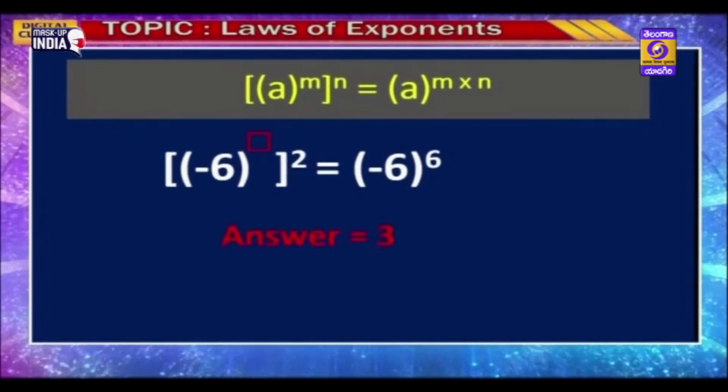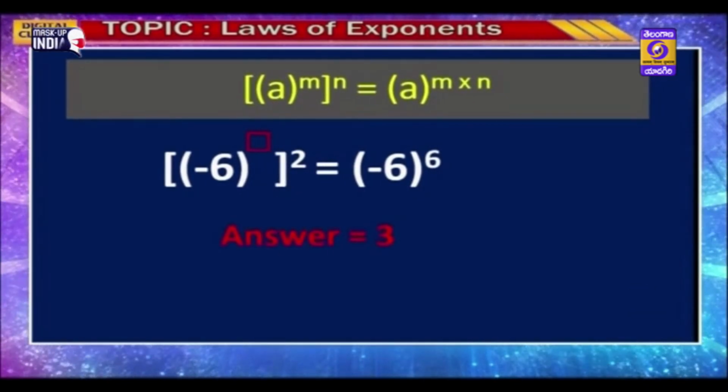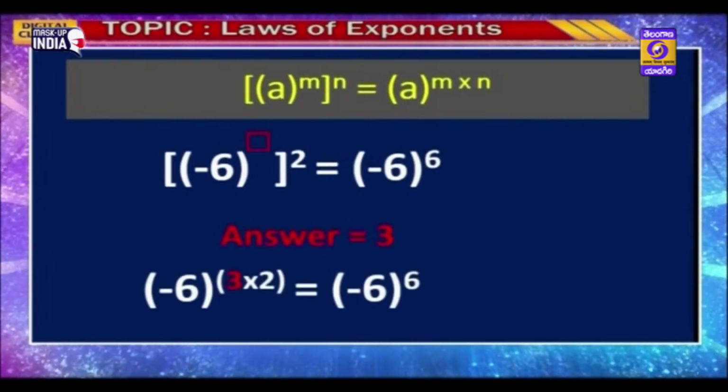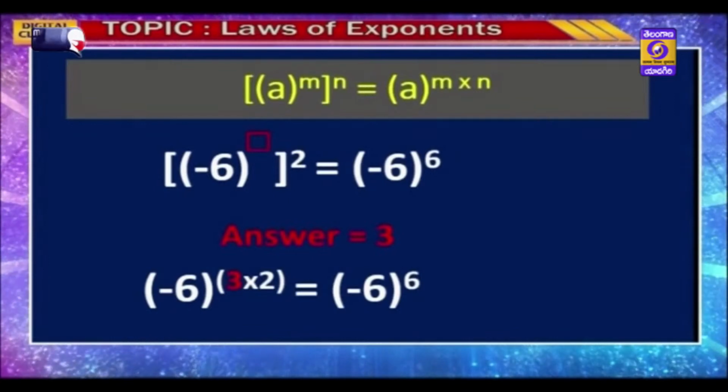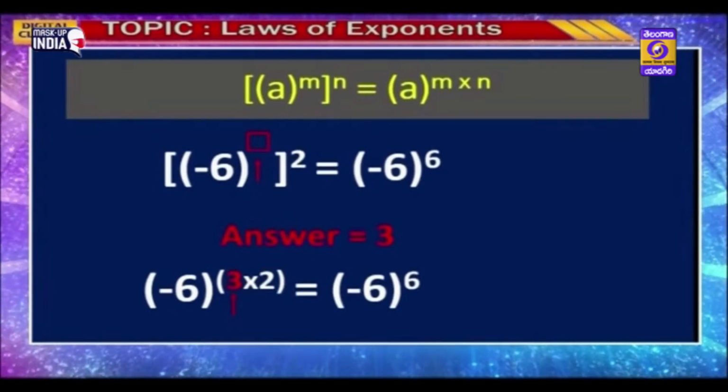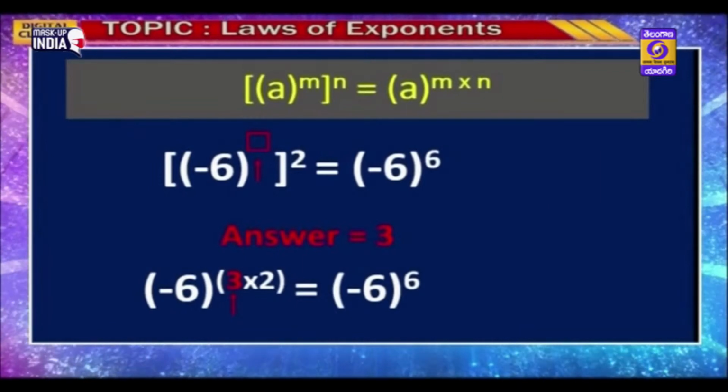Time is up. The answer is 3. So, how did you get 3 here? 2 is multiplied with 3, then only you will get 6. So, here in this box, there should be 3.